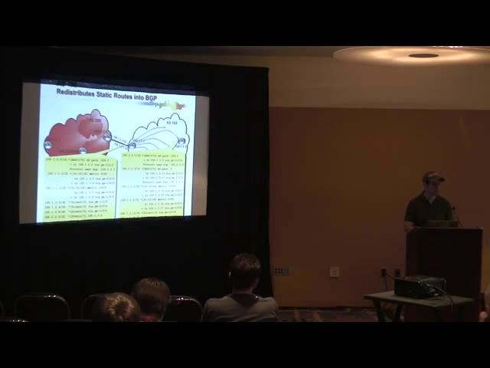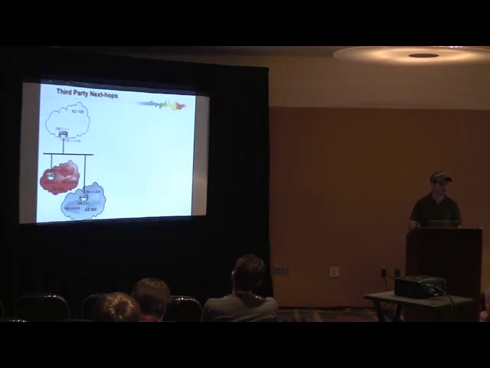So in a nutshell, this is how route resolution works in the network for various cases. Generally, most networks will pick one flavor to run with for most of their interconnectivity. There's also third-party next hops.